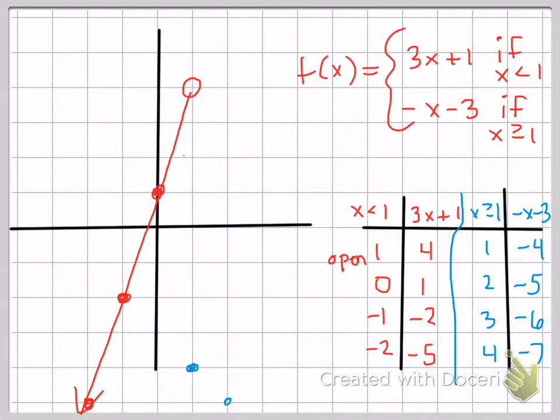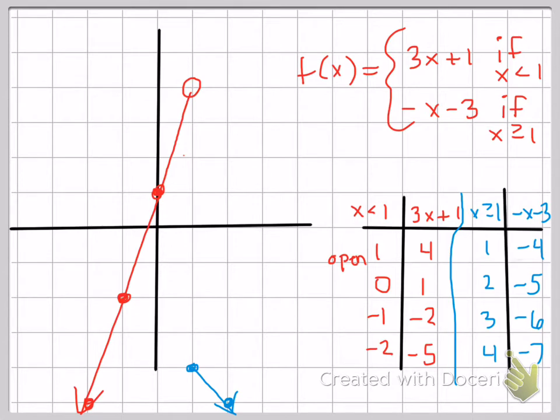Then I have 2, negative 5, and then 3, negative 6, and so on. So I'm not going to have room to plot those points on my picture, but we have enough graphs here to see. So I'm going to connect these, and it's going to, again, continue to grow further down.